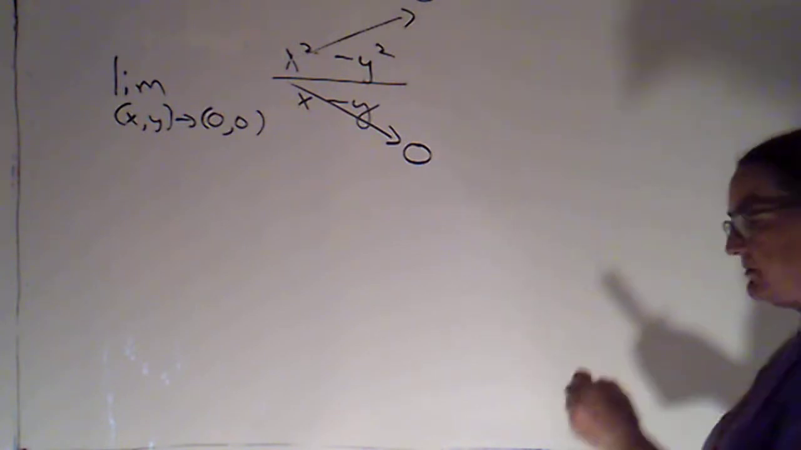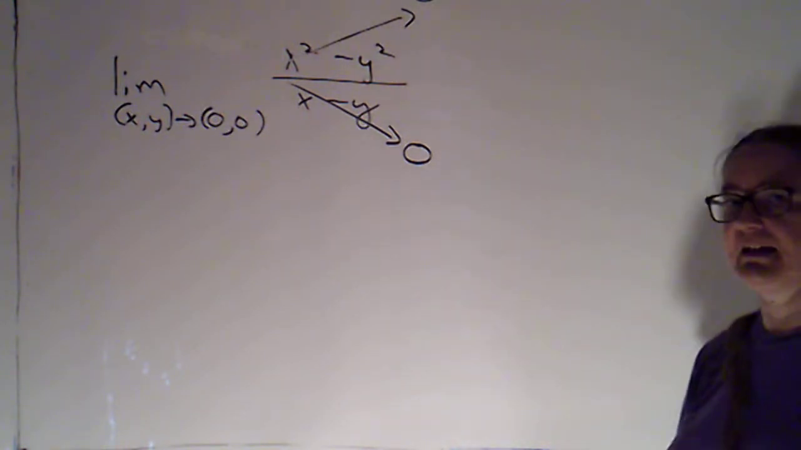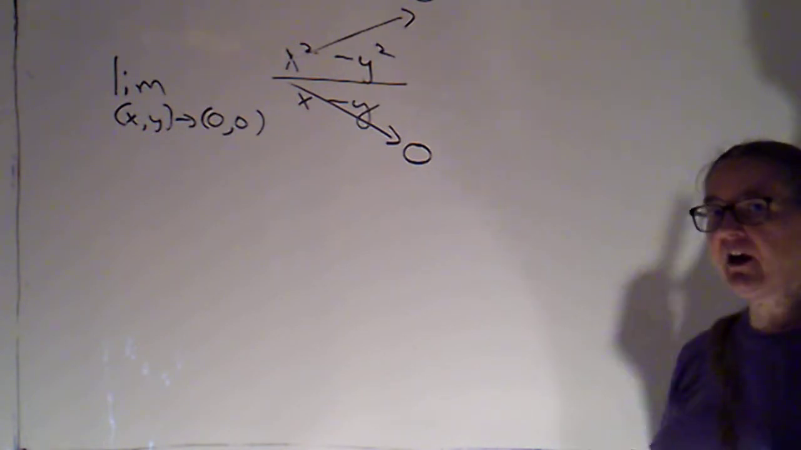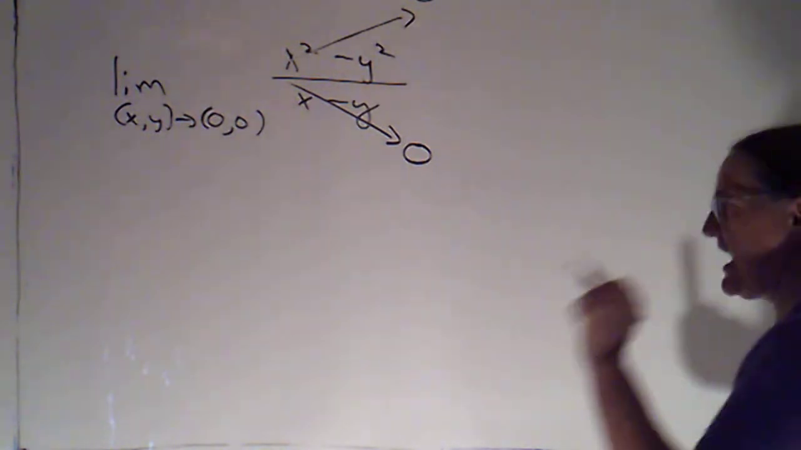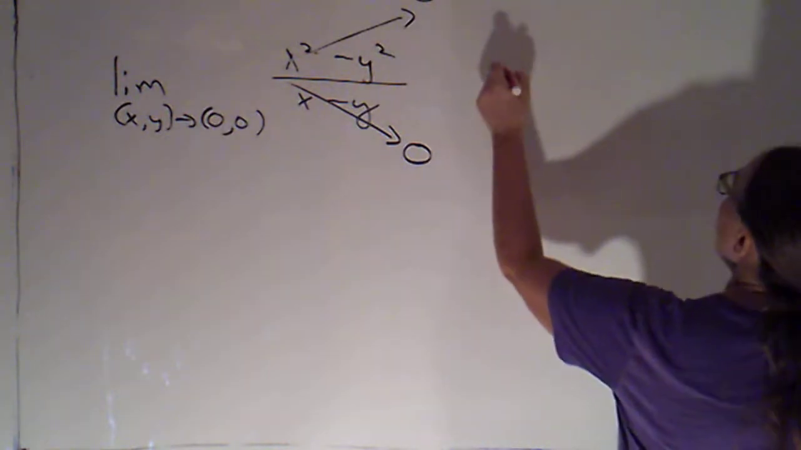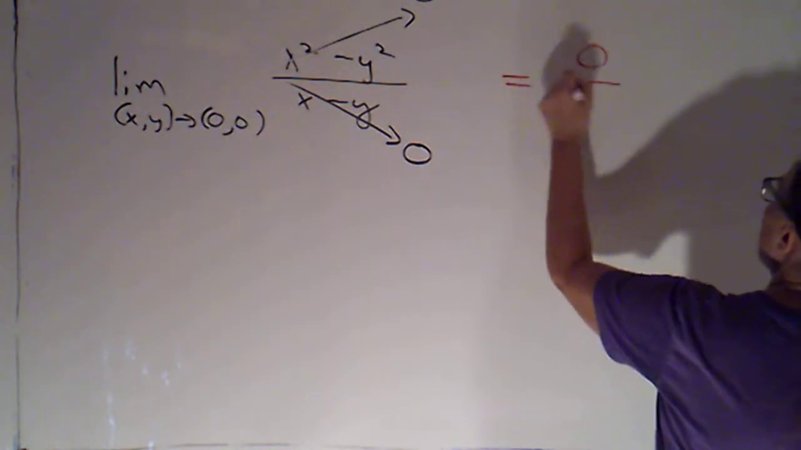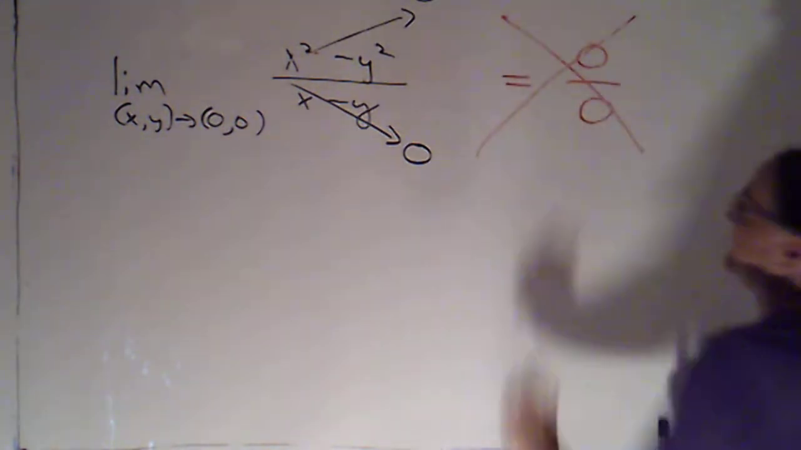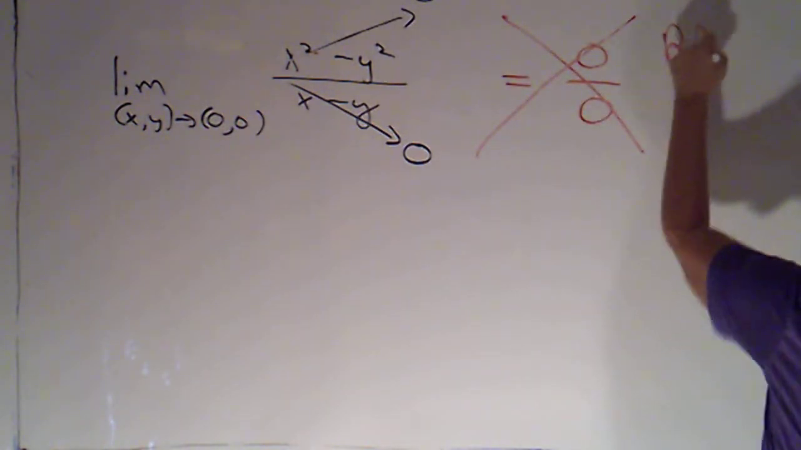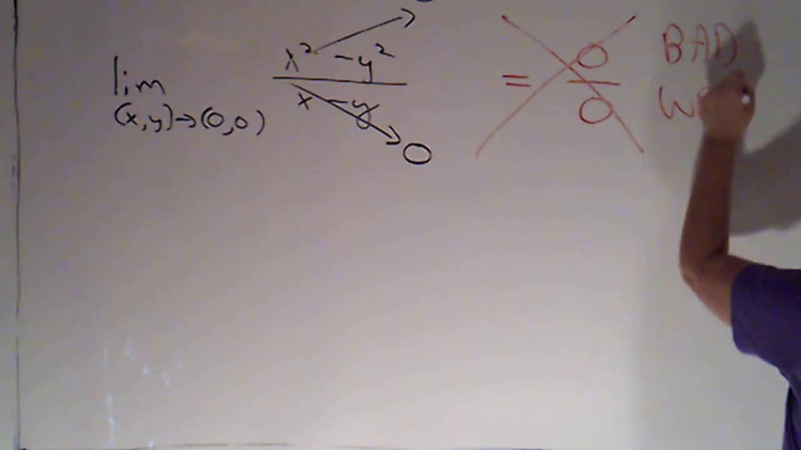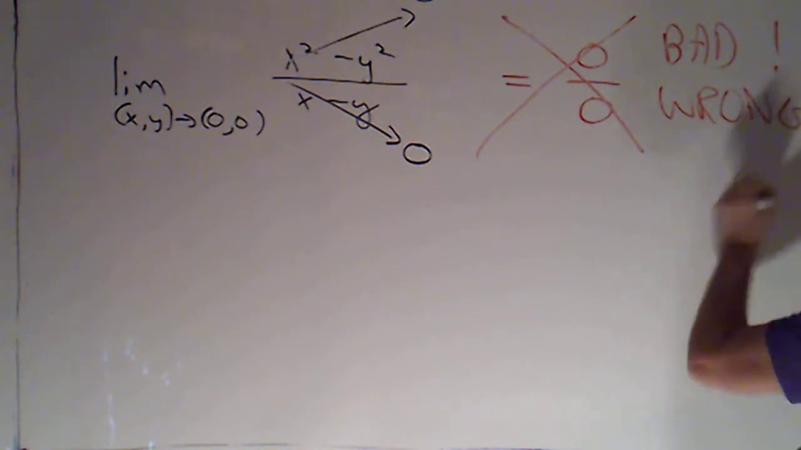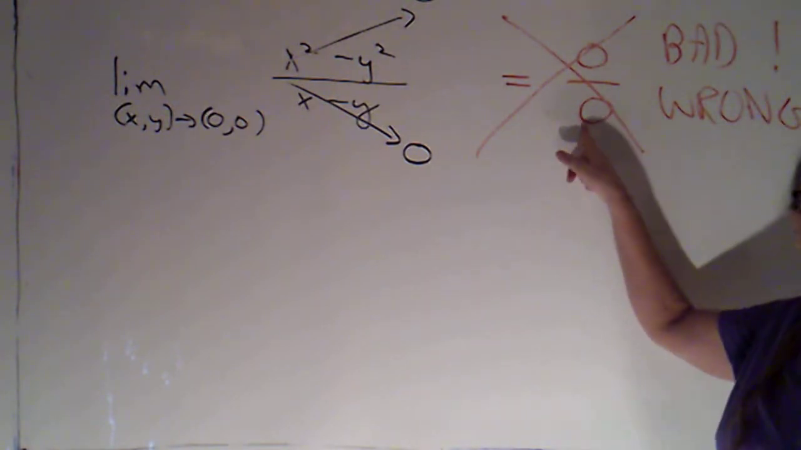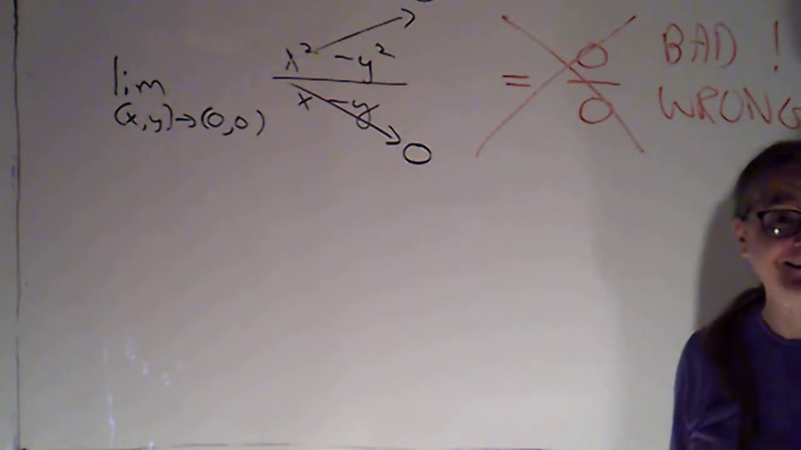I'm switching to a sort of reddish marker to indicate that what I'm about to do is bad and wrong and should not be done. Okay, so I am not going to write that this equals 0 over 0. Ugh. Let's cross that off. Let us label that as bad and wrong, for that is a mathematical atrocity. You can't divide by 0. Don't tell me that you can.